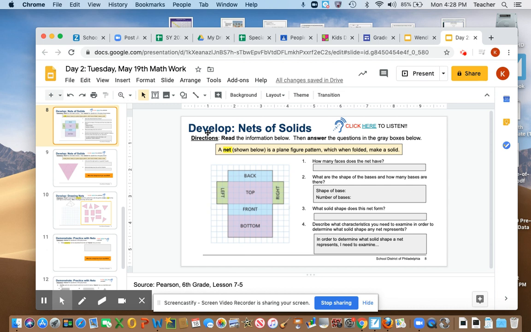Slide number 8. Develop nets of solids. Directions. Read the information below, then answer the questions in the gray boxes below. A net, which is shown below, is a plain figure pattern, which when folded makes a solid.